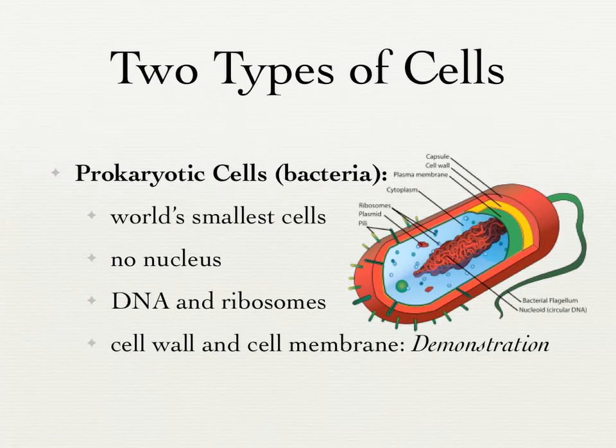Now, there are some neat things about this prokaryotic cell. One thing is that tail. It's called a flagellum, and it's actually used to transport it. It's kind of like a propeller in a boat.